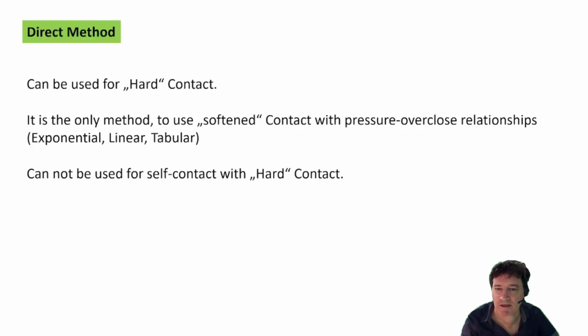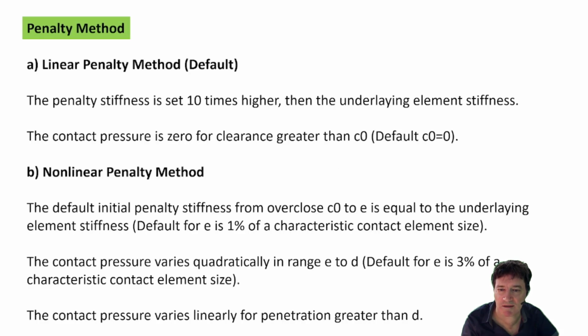The direct method can be used for hard contact. It is the only method to use softening contact with pressure overclosure relationships like exponential, linear or tabular. The penalty method can be used for a linear or nonlinear method. The penalty stiffness for a linear method is 10 times higher than the underlying element stiffness, respectively the E modulus of the underlying elements. For clearance greater than 0, the contact pressure also goes to 0.